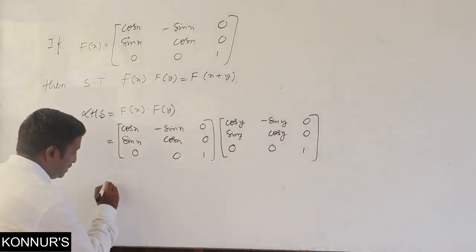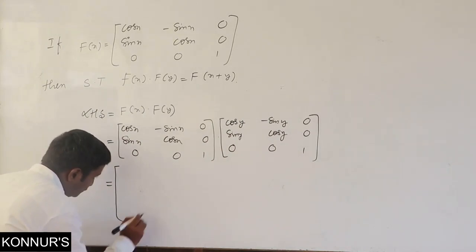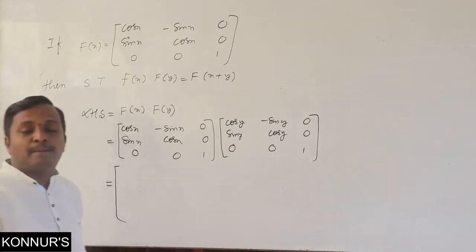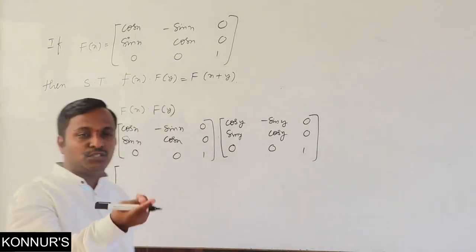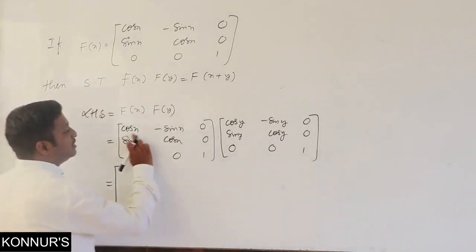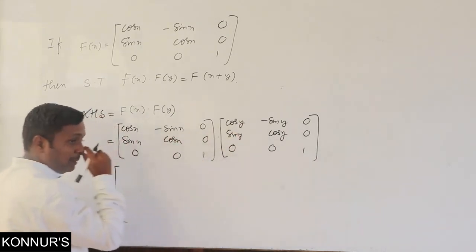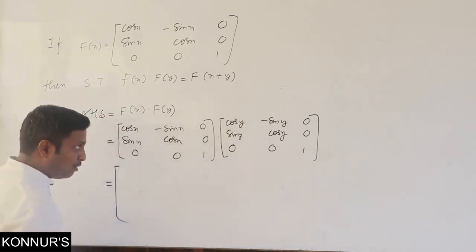Now matrix multiplication. How to multiply? First row, first column; first row, second column; first row, third column, like this. This is the first row, this is the first column. We can predict the answer easily now.